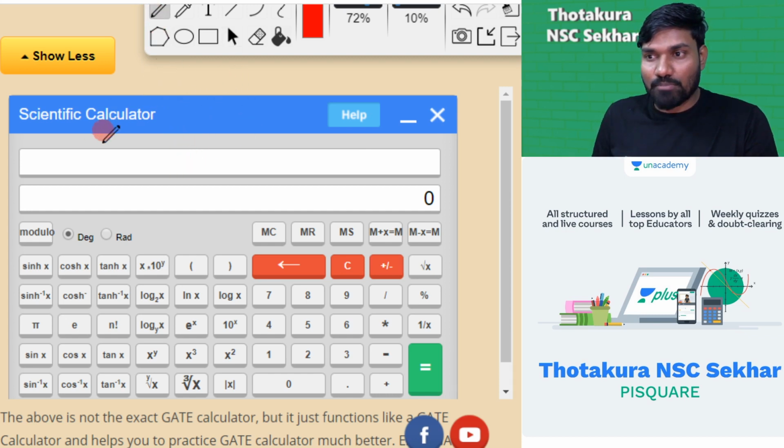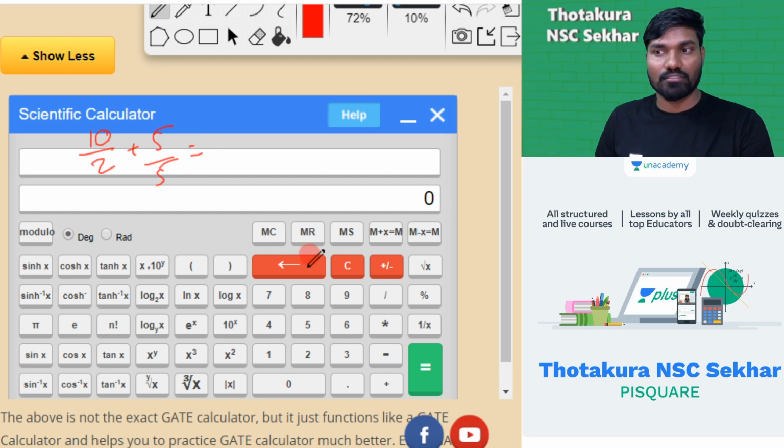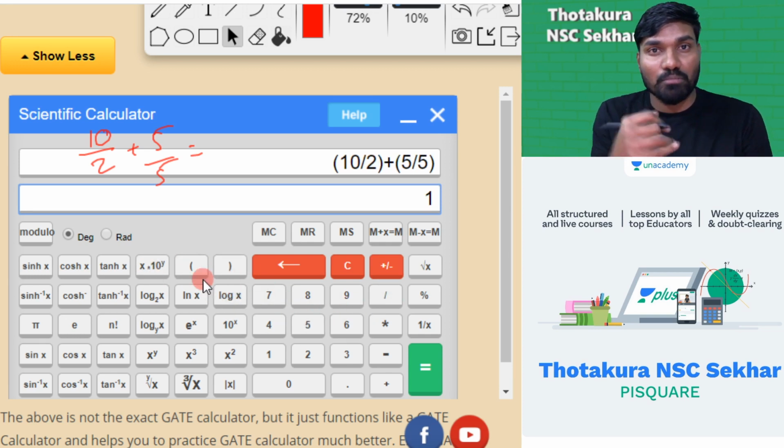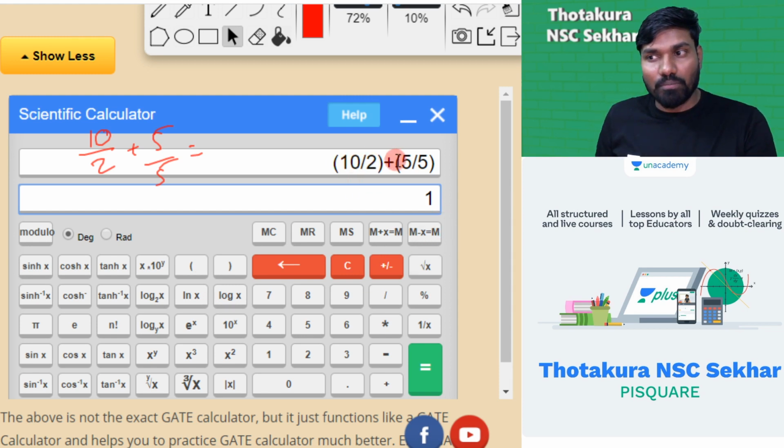Next let's perform this. 10 by 2 plus 5 by 5. Let's perform this. 10 by, use brackets. 10 by 2, close the bracket, plus, open the bracket, 5 by 5. Of course, don't expect me to explain Bodmas rule. You must be knowing this. Okay. Now, 10 by 2 plus 5 by 5.